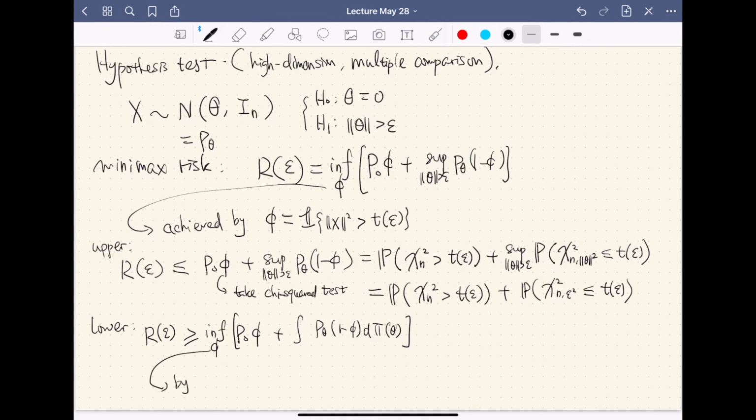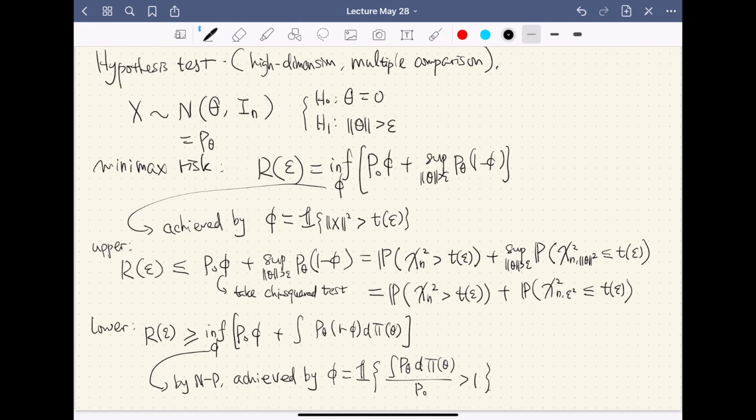By Neyman-Pearson, the optimal test here is achieved by the likelihood ratio test. Okay, so it's just one step. You don't need to prove anything. Just claim it is the consequence of the Neyman-Pearson lemma. You reject if this likelihood ratio is greater than 1.